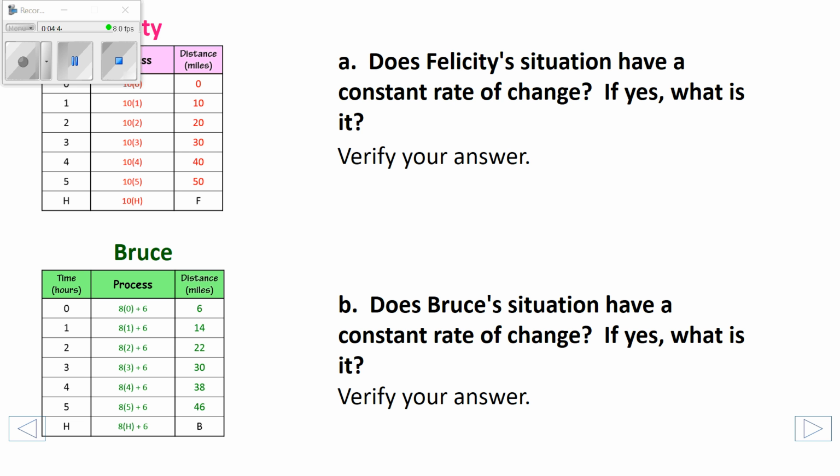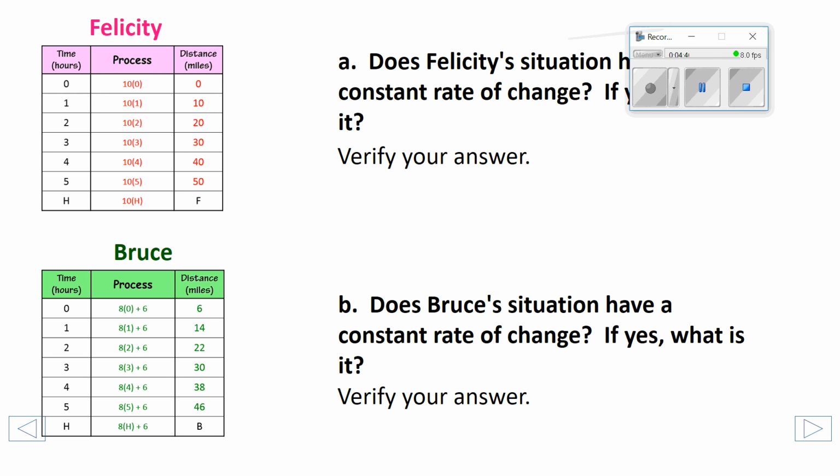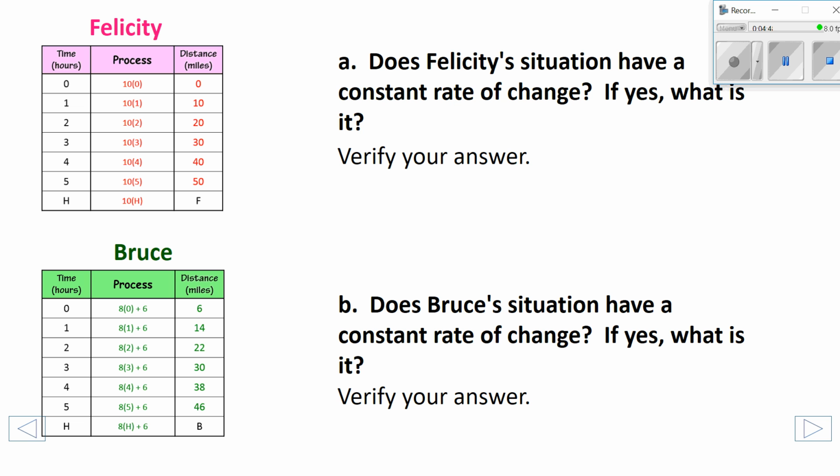Okay, so here is our information. Slide this over here so it's out of the way. The first question is, does Felicity's situation have a constant rate of change? Now remember, for constant rate of change, we're going to be along the outside. So we're going to look over here, and that's going to be your ratio, remember? Change in y over change in x.